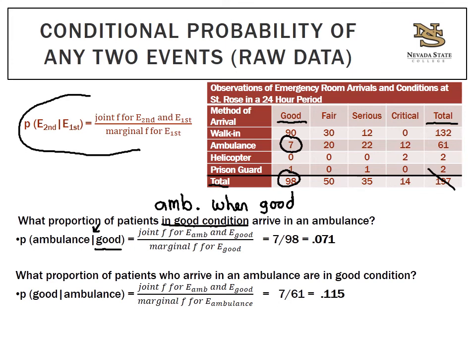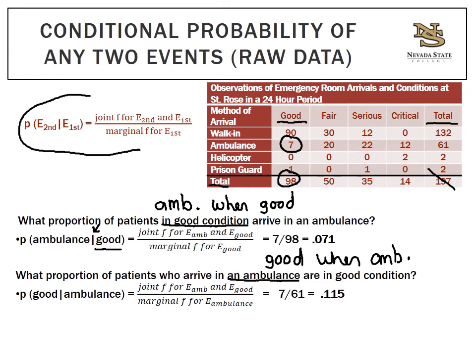Now, what if we wanted to flip this a little bit? So what if the question was rephrased as, what proportion of patients who arrive in an ambulance are in good condition? Well, now we're saying good when they arrive in an ambulance, right? Patients who arrive in an ambulance, we're just looking at those patients. Now we're wanting to see how likely, once they've arrived in an ambulance, that they're in good condition. Maybe the people who deal with ambulance arrivals want to know what they're in for based on probabilities.